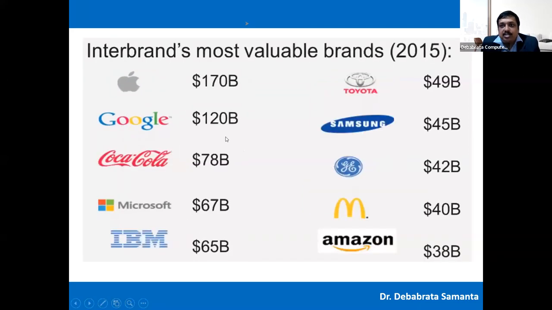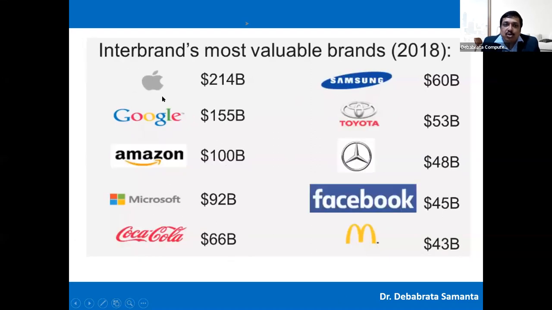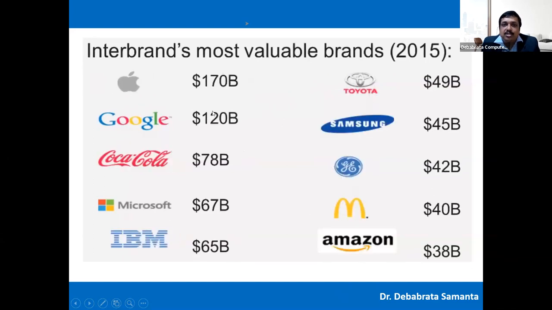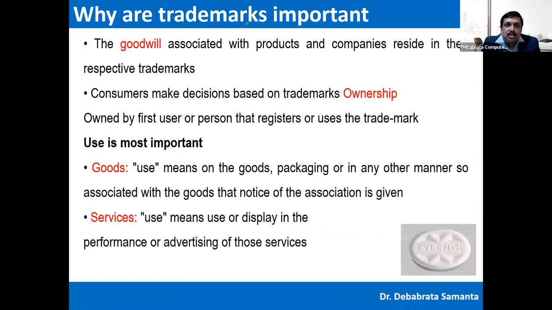Previously, from 2015 to 2018, Apple and Google were always in the first and second positions, and Amazon in third. Earlier it was Apple, Google and Coca-Cola, with Amazon in seventh or eighth position. Somebody always has to be first. It depends on your trademark value also; you can improve your company's level.